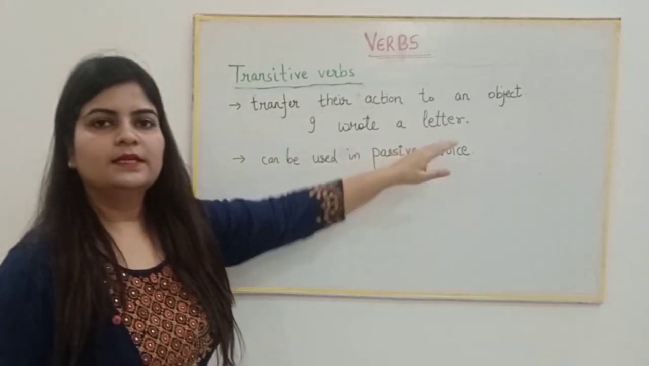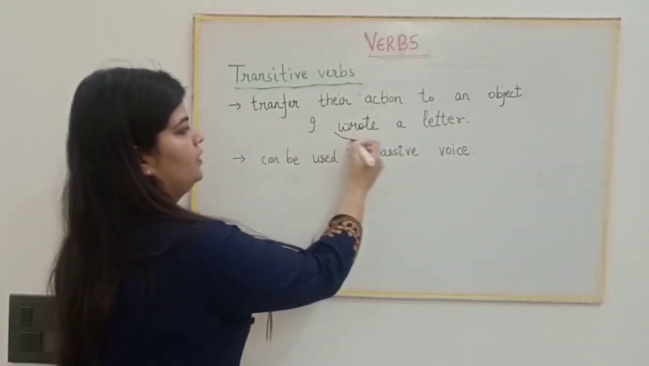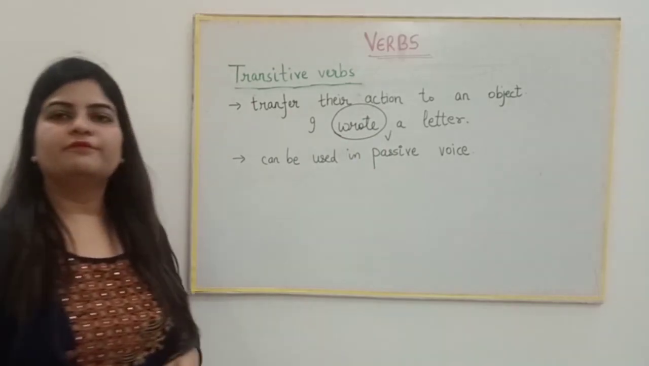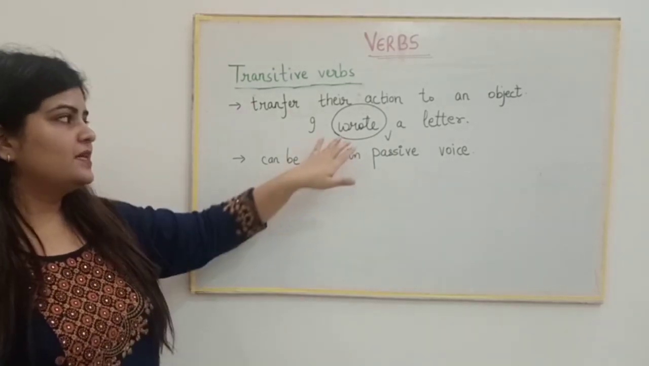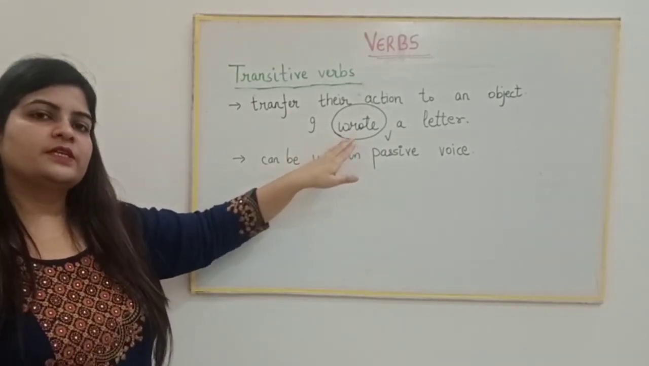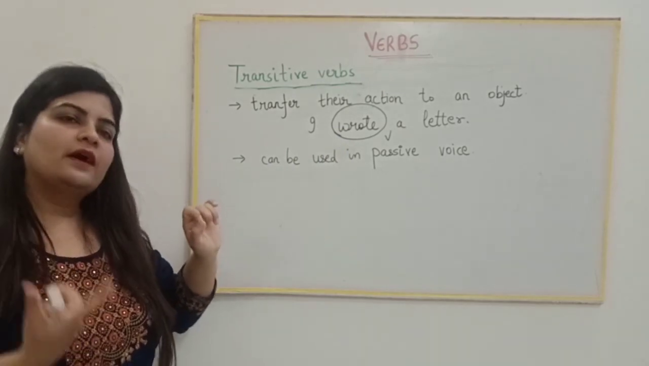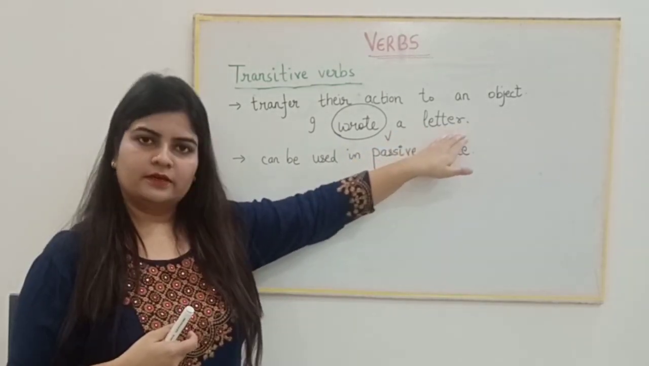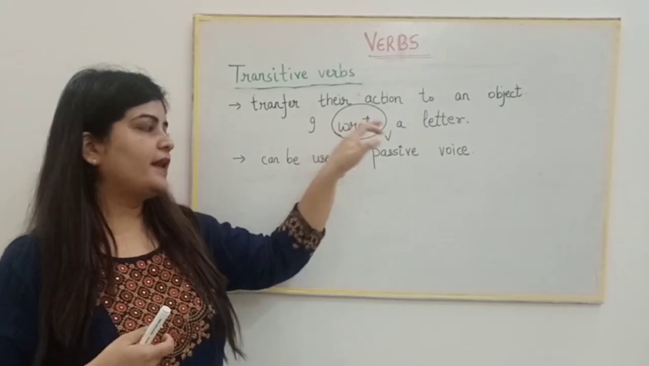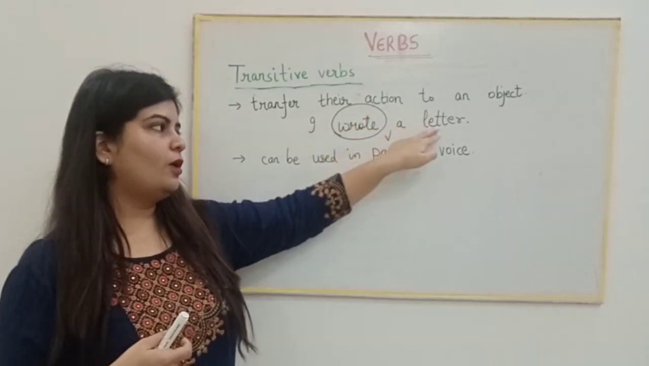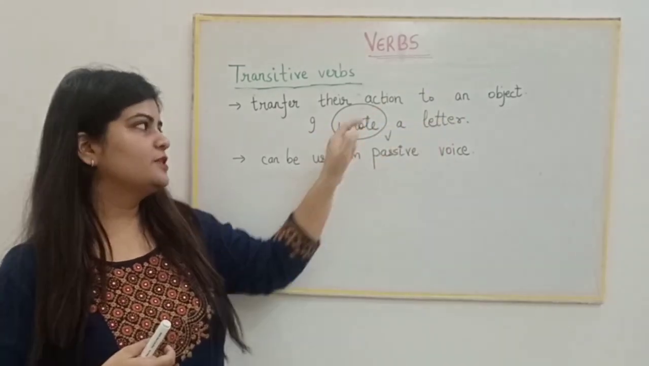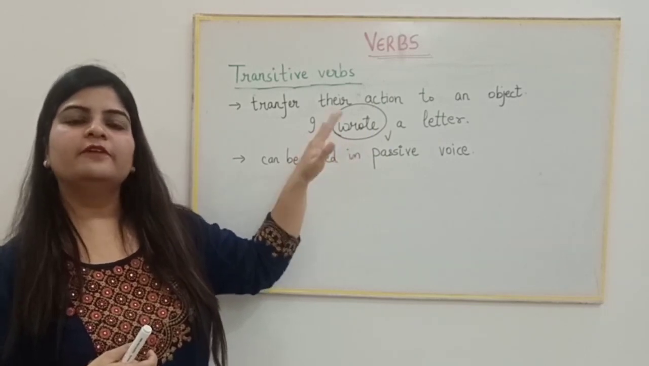I wrote a letter. In this, wrote is the verb. It is transferring its action. What is the action? The action is writing. So what has been written? A letter. So the action of writing is transferred to the object letter. So this is basically a transitive verb.